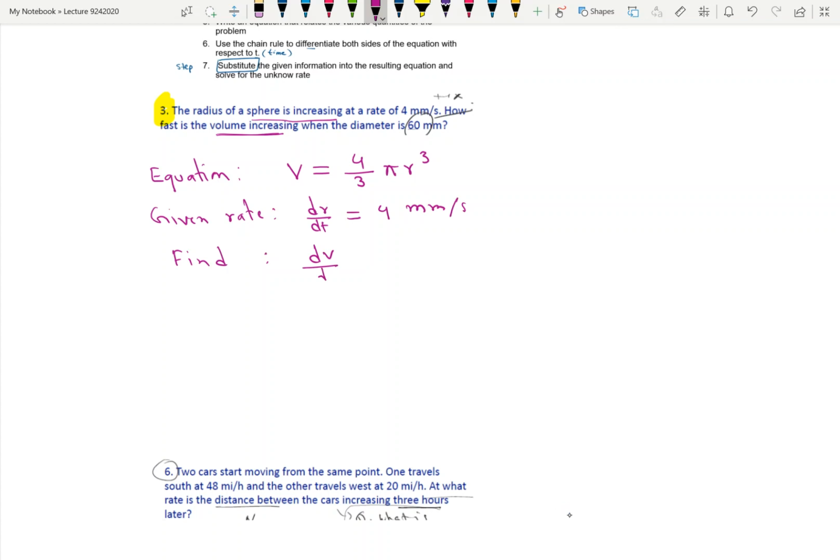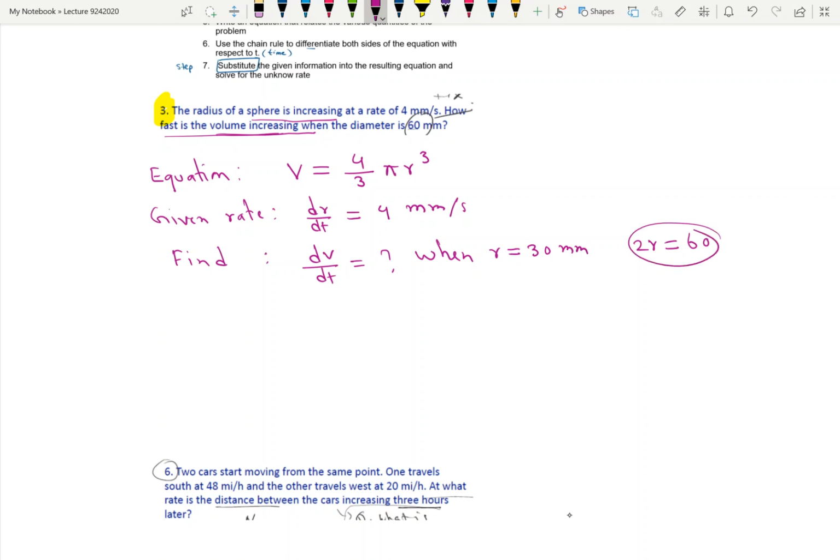and we need to find dV over dt, like how fast the volume is increasing when the diameter is 60 millimeters. So diameter means twice r is 60 millimeters. Okay, so what is r? r is 30. So when r is 30 millimeters.